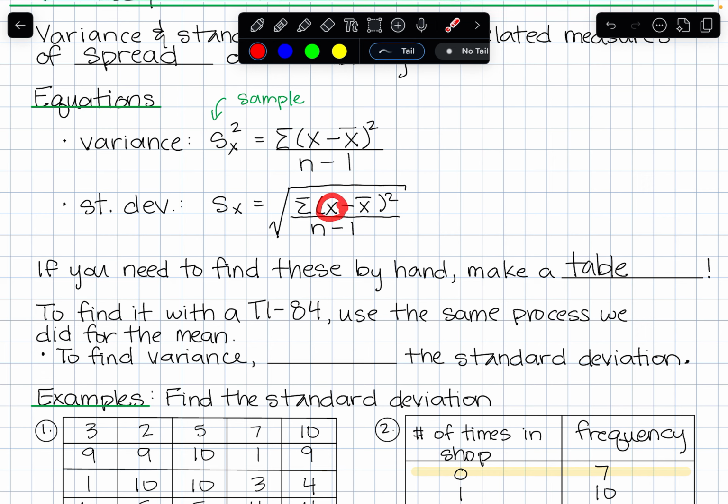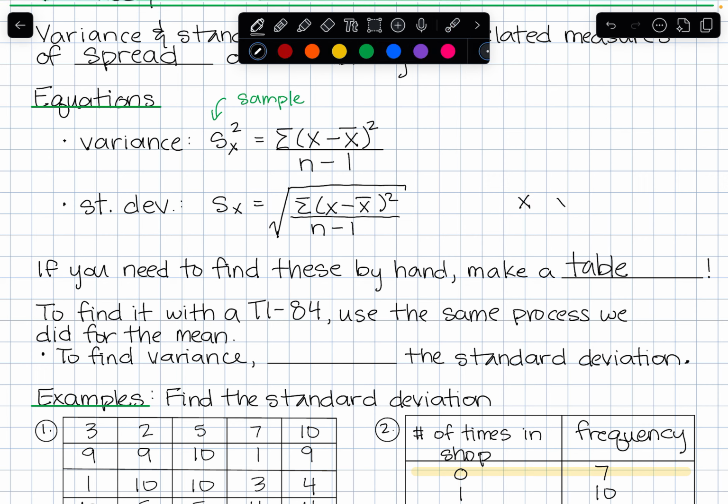First, make a table with your x values. Your next column should be the deviation, x minus x bar. Your third column should be x minus x bar squared. Because once you have that column, x minus x bar squared, you add down that column to get the top of your fraction. And then you just divide it by the sample size minus 1. So on the off chance you're doing it by hand, a table is helpful.